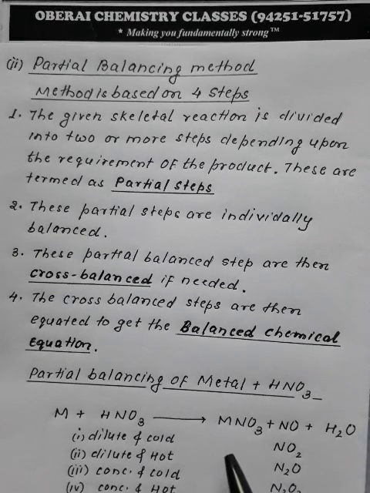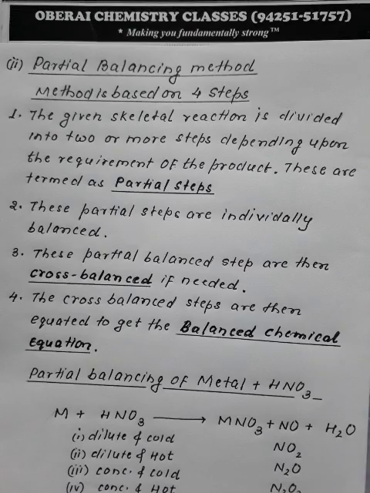Along with metal nitrate, it could be nitric oxide, nitrogen dioxide, nitrous oxide, dinitrogen trioxide, dinitrogen tetraoxide, dinitrogen pentaoxide, ammonia, ammonium nitrate, etc. So there are various possibilities. When any metal is made to react with nitric acid, along with metal nitrate, various oxides of nitrogen are possible. It may be nitric oxide, nitrogen dioxide, nitrous oxide, dinitrogen trioxide, etc. And a water molecule is formed.